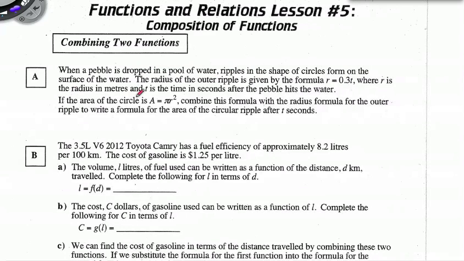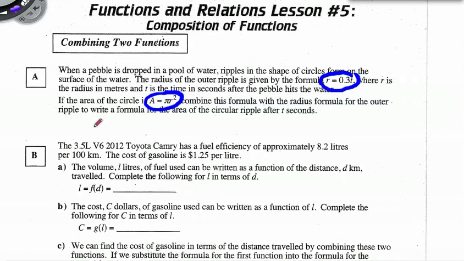If the area of the circle is A equals pi r squared, which we know already, combine this formula with the radius formula for the outer ripple to write a formula for the area of the circle after t seconds. In other words, what we're going to do here is combine this equation and this equation. So it's a combination of functions.